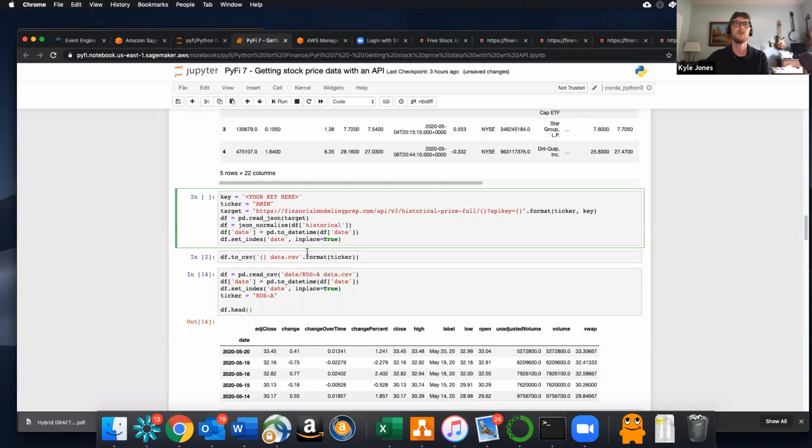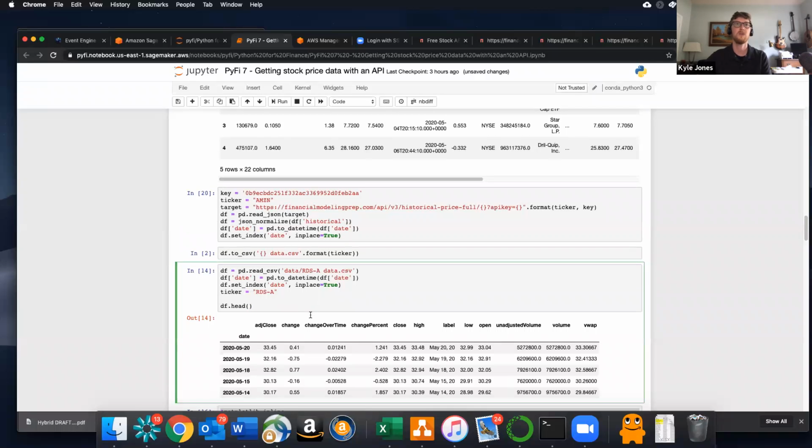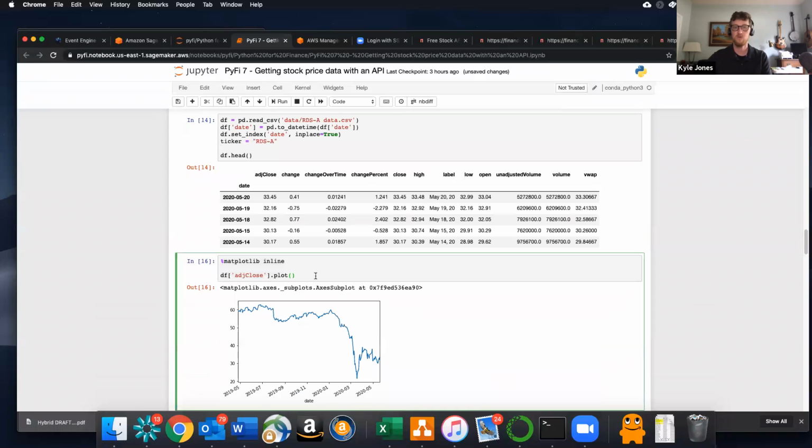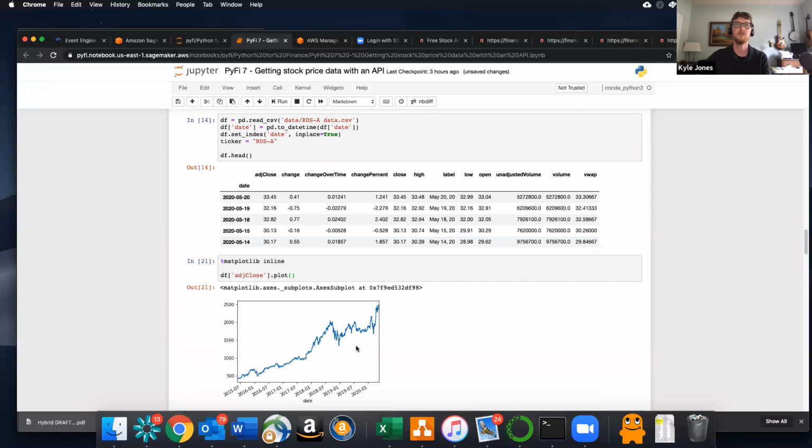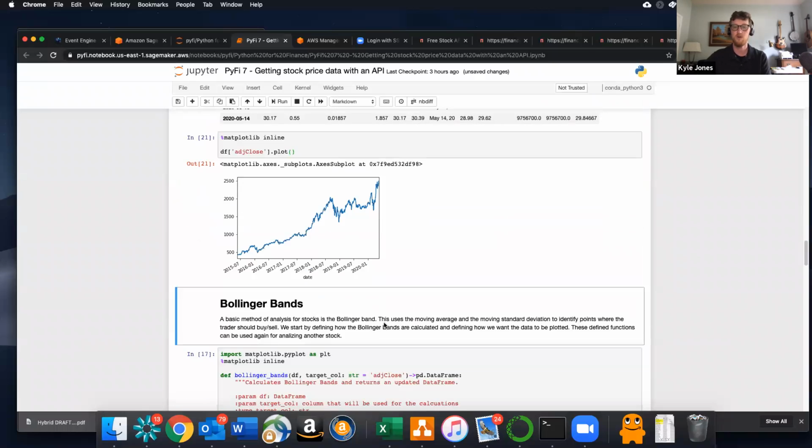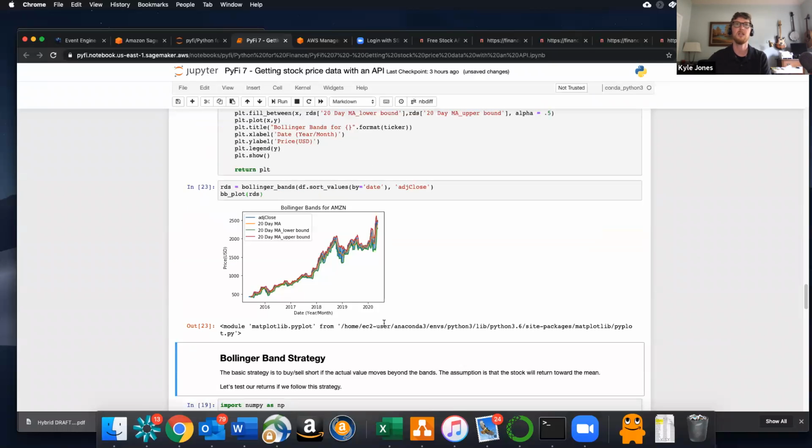I have a limited number of credits, so I don't know if I'll be able to actually get the values here. Okay, that worked. Great. So that's the Amazon stock. Now I'm going to run through and I can get the same information for the Amazon stock.